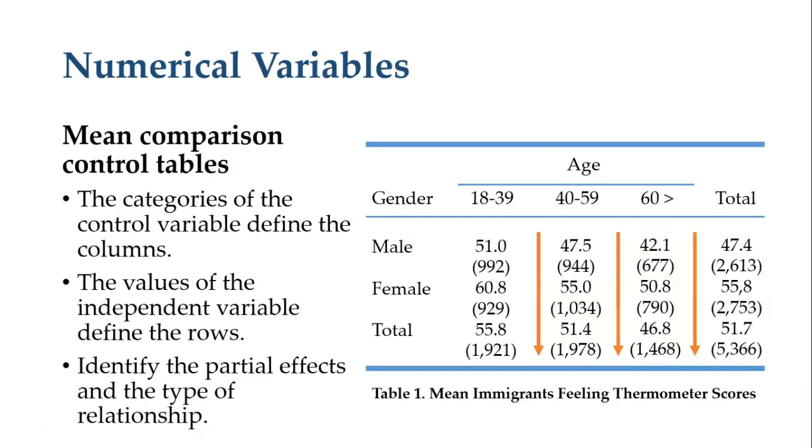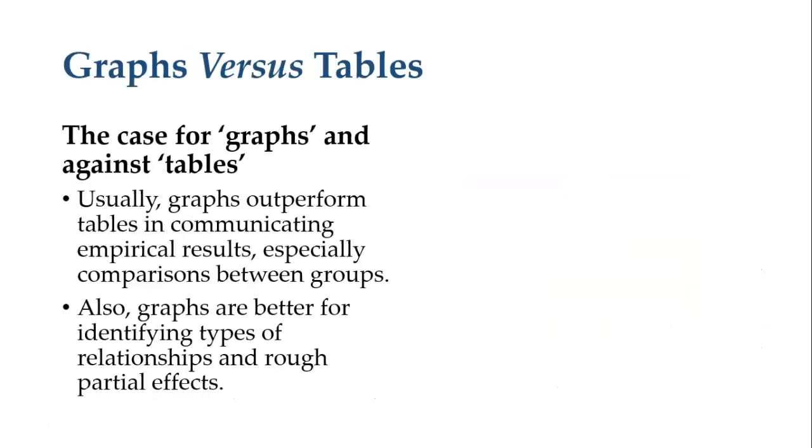What is this example? It is basically the mean immigrants feeling thermometer scores, and the idea is to see the relationship between gender and these thermometers, controlling for age. Okay, this is just a toy example. Okay, so those are the tools that we have to study these multivariate and bivariate relationships.